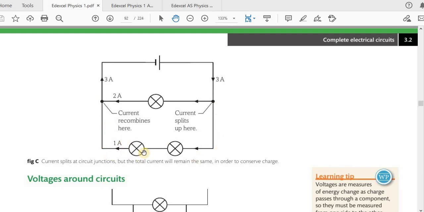So these two lamps, this lamp and this lamp, this is the symbol for a lamp, by the way, also called bulb. These two lamps are in series, but if you consider from here to here, these two lamps in series together are in parallel with this lamp here in this branch, and also in parallel with this cell here. This is the symbol for a cell.